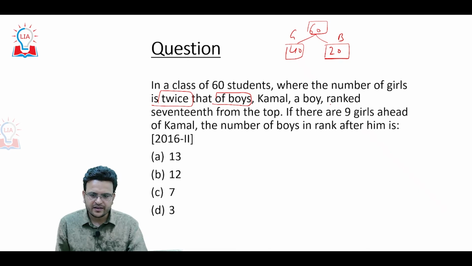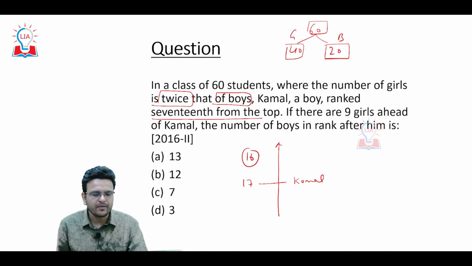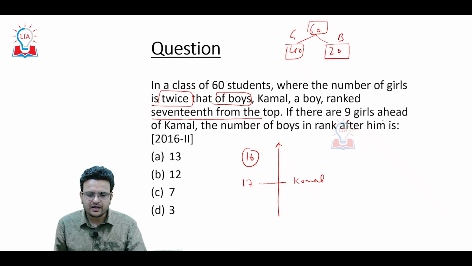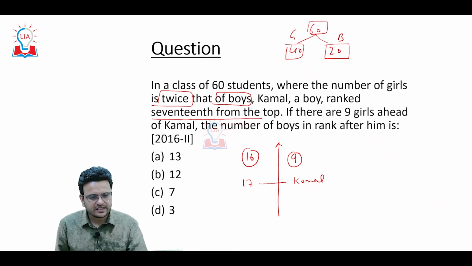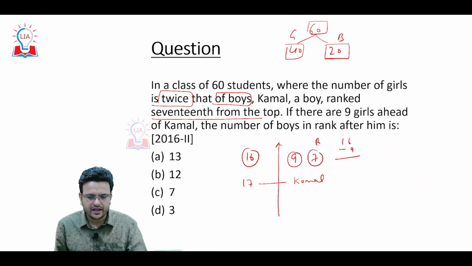Komal, a boy, ranked 17th from the top, means 16 students above him. If there are 9 girls ahead of him, how many boys are ahead of him? Total is 16. 16 minus 9, that will be 7. 7 boys ahead of him.